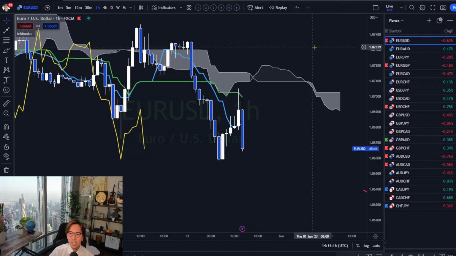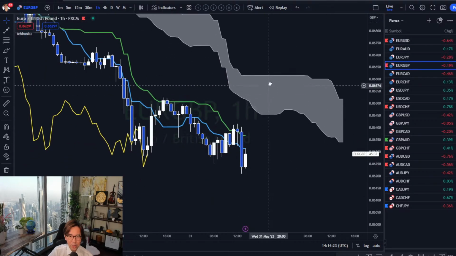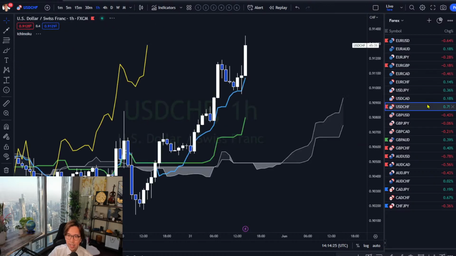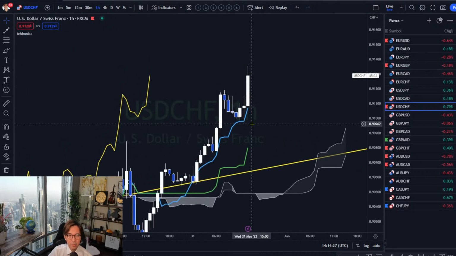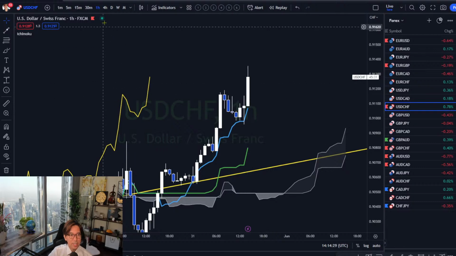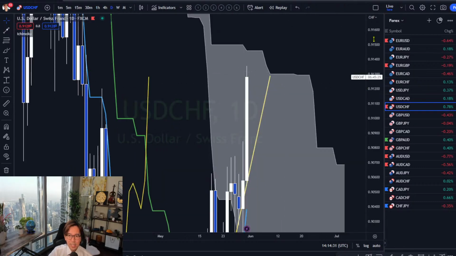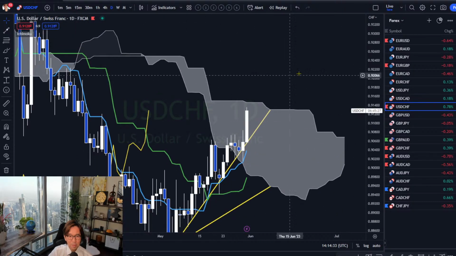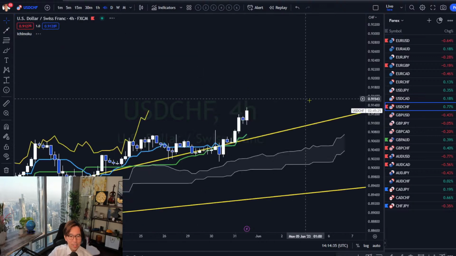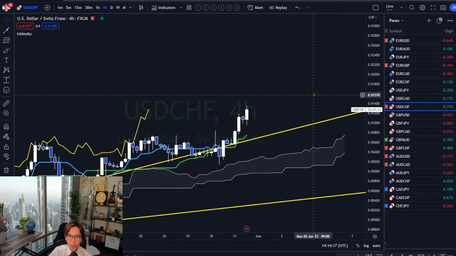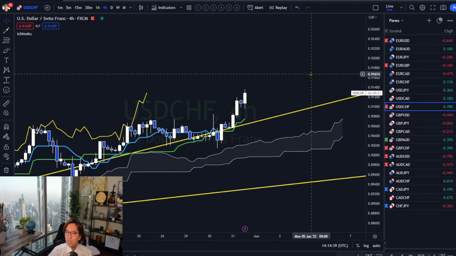Okay, so that's the Euro USD. I was watching Euro USD today and Euro Pound also, and then USD Swiss franc, which broke the resistance in 1 hour, and daily still within the Kumo, but 4 hour is now bullish. So USD Swiss franc is also another good pair to monitor and trade.